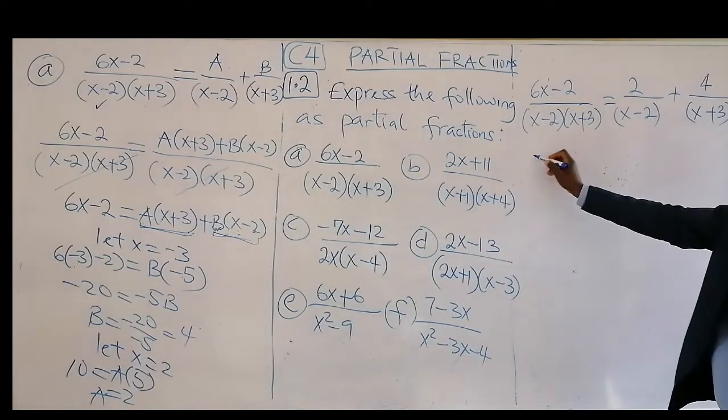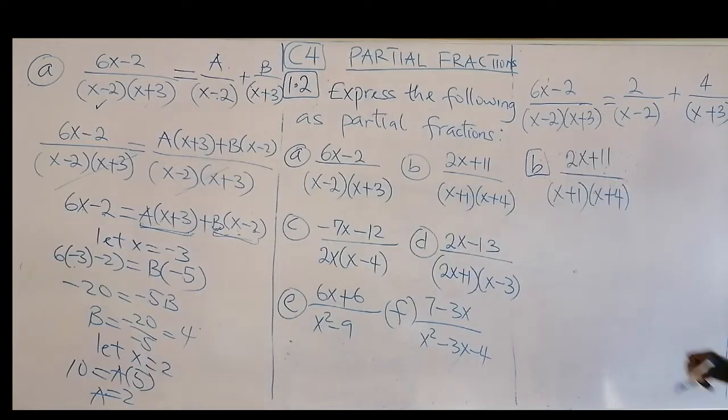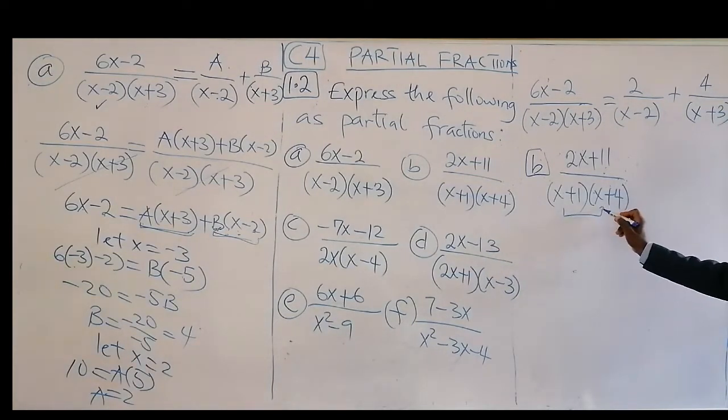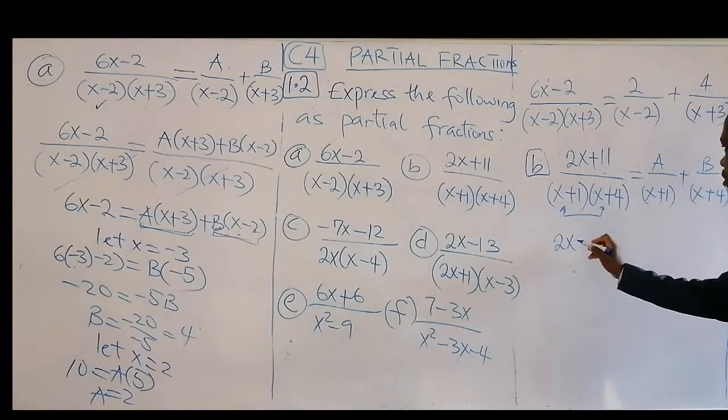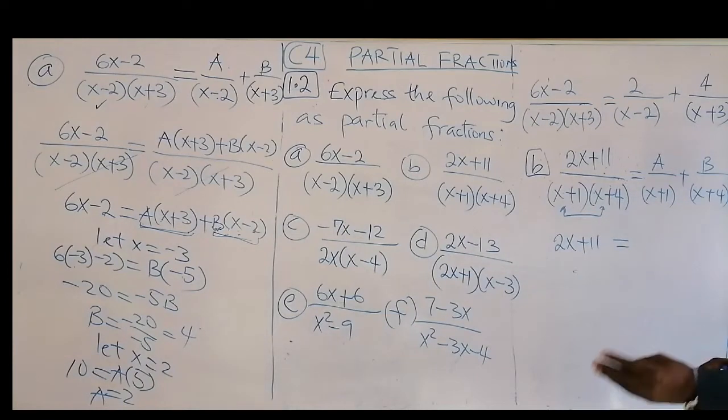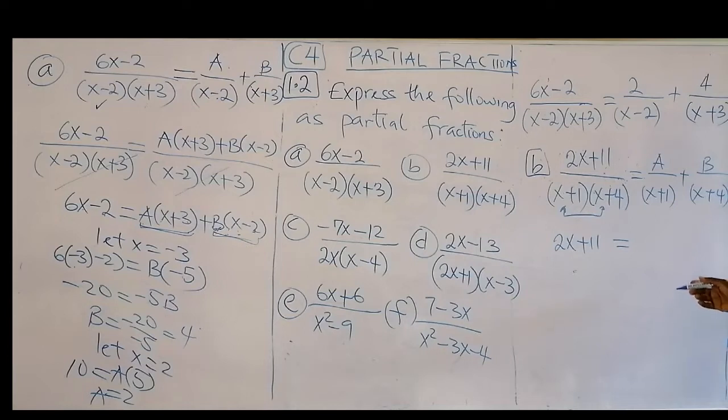Then I'll go to the B part. So these are the two linear factors, and that will be equal to A over x plus 1, then plus B over x plus 4, with 2x plus 11 on the left. I know that the denominators on the left and the right will be the same thing, so I don't have to waste time on that.